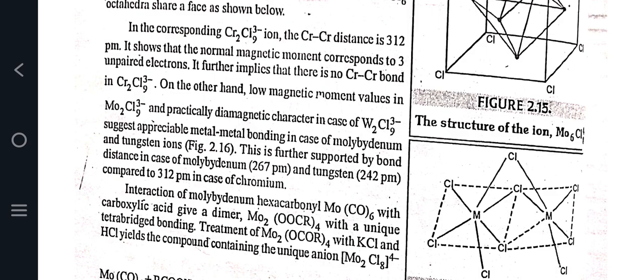This is further supported by the bond distances, 267 picometer in the case of molybdenum and 242 picometer for tungsten, compared to 312 picometer in the case of chromium. Interaction of molybdenum acetate with carboxylic acid gives a dimer, Mo2(OOCR)4, with a unique tetra-bridged structure. Treatment of Mo2(OCOR)4 with KCl and HCl yields a compound containing a unique anion, Mo2Cl8^4-.